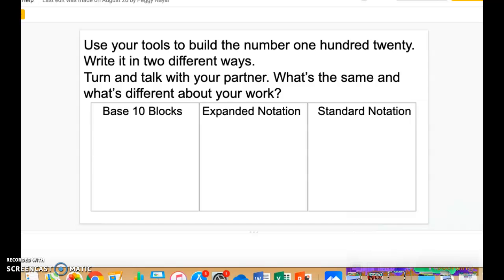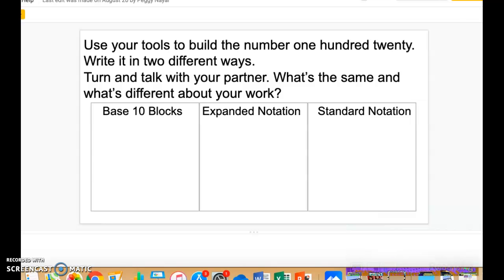So let's start with base 10 blocks. How many ones are there? 0. So do we need any of these little cubes? No, I'm going to toss it to the side. We don't need it. How many tens do we need? 2 tens. So I'm going to put 2 tens down. 2 tens, 20, right? How many hundreds do we have? What number's in the hundreds place? Number 1. So we just need 100, 1 flat. Here it is.